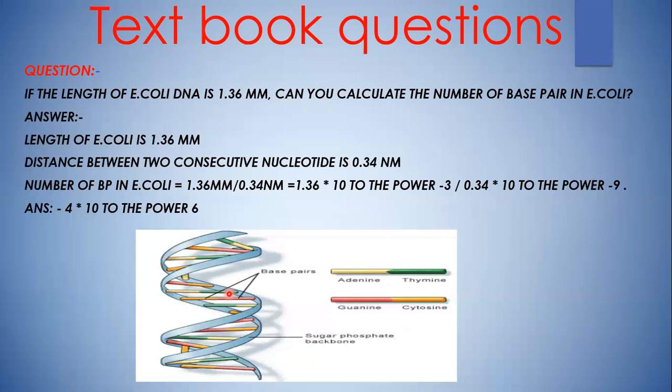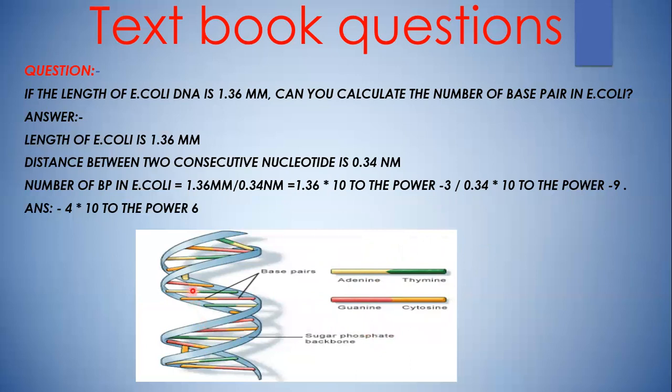So A will always pair with T and G will always pair with C. This pairing between the bases is what is called base pair. You can see this: A pairs with T and G pairs with C. So this is a base pair, this is a base pair, as they are present in pairs. Hence they are called base pair. So this is one base pair, this is another base pair.